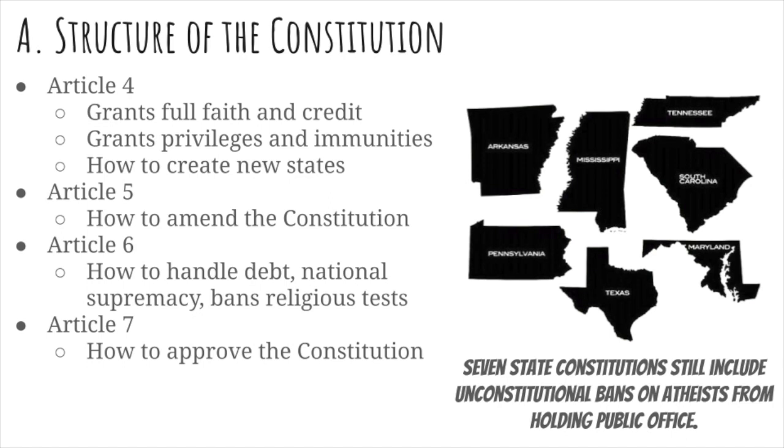Article 6 deals with a couple things, how to handle debt. The biggest one is actually the concept of national supremacy. It's also known as the Supremacy Clause, and all of you need to know what this is for the assessment on Friday. The Supremacy Clause basically says if there's a conflict between state law and federal law, federal law wins. So basically, federal law is supreme over state law. Article 6 also bans religious tests, and then Article 7 is solely about how to approve the Constitution.